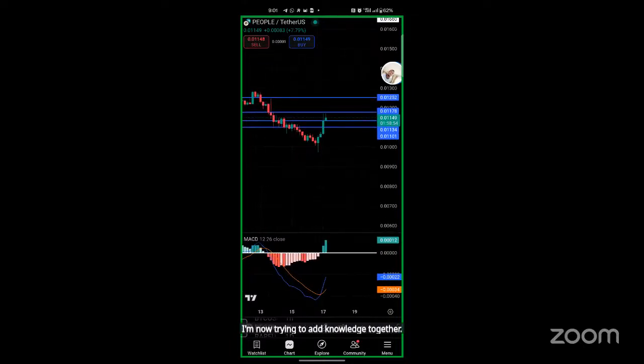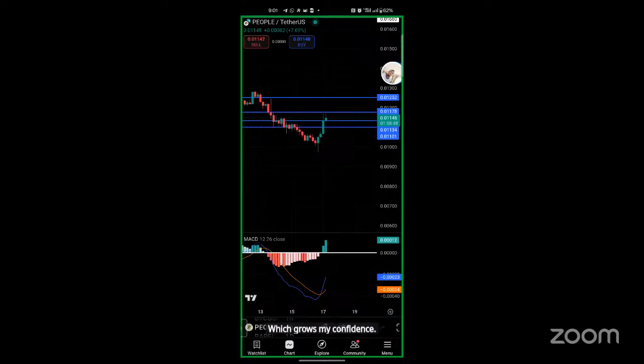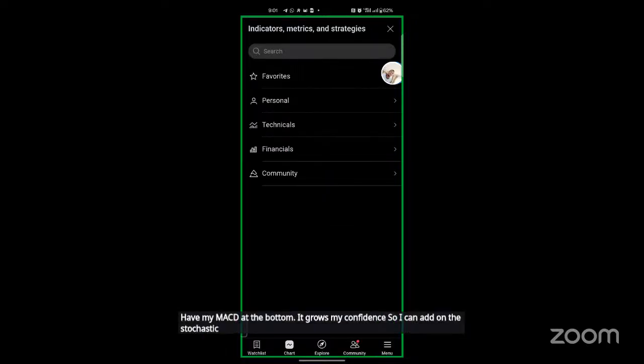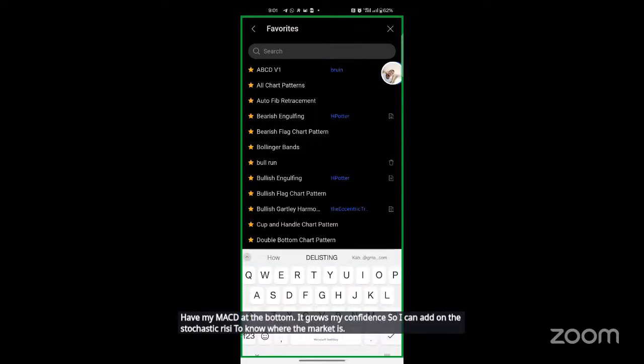Number one, I have my MACD at the bottom, which grows my confidence. Does that make sense? I'm in 4-hour time frame, top to down approach. I have my MACD at the bottom. It grows my confidence. So I can add on the stochastic RSI to know where the market is by movement.